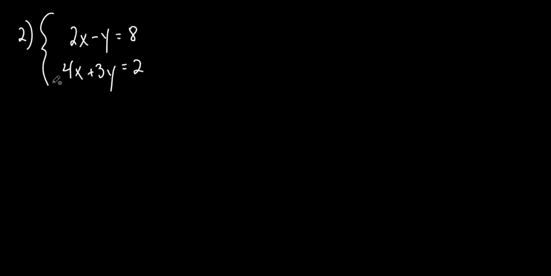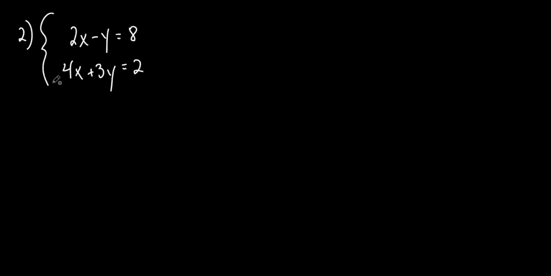This is example 2. 2x minus y equals 8, and then 4x plus 3y equals 2. All right. And you can put that little brace there. You don't need it, but it just means they go together. So we got to do some substitution.